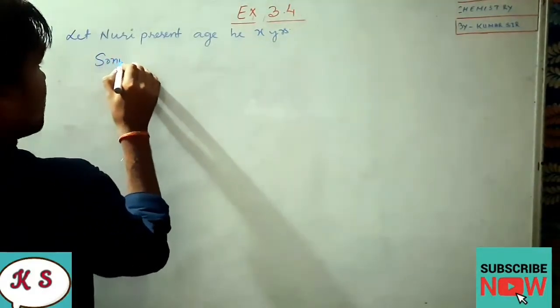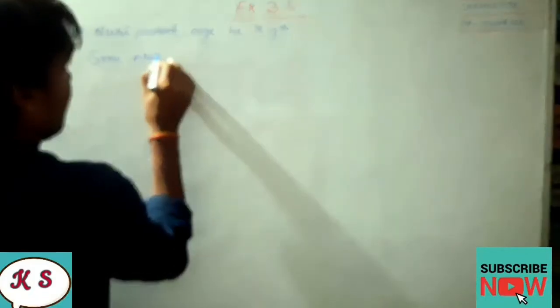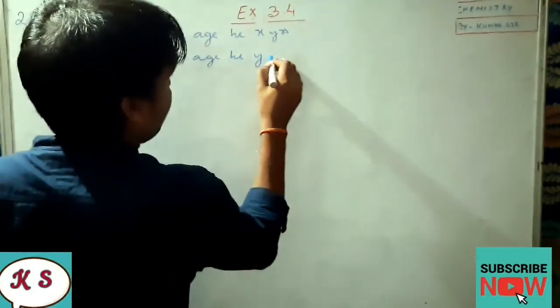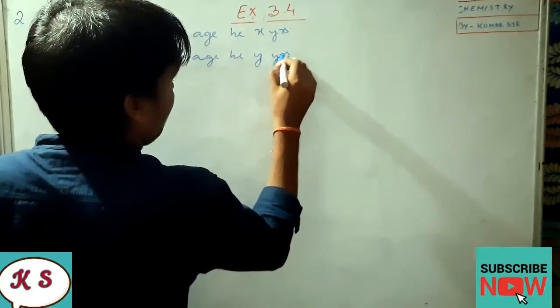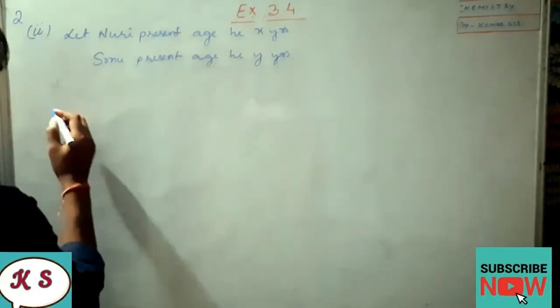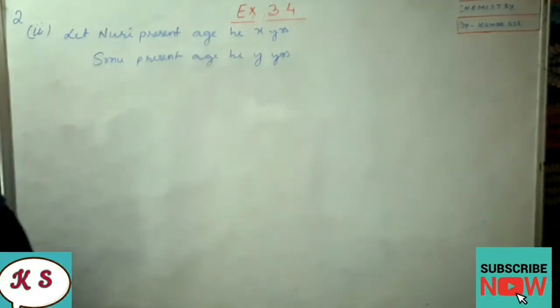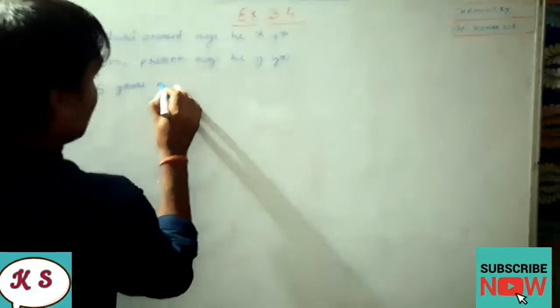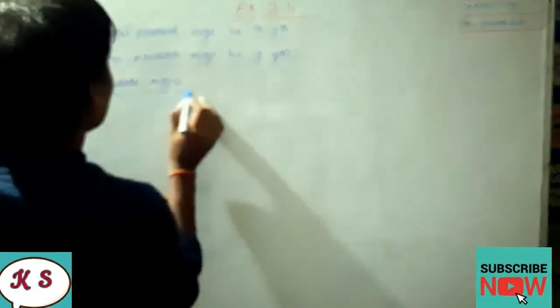Sonu's present age be Y years. Now what they are telling, the first condition is what? 5 years ago. So we'll write here 5 years ago. 5 years ago means the present age is X now.